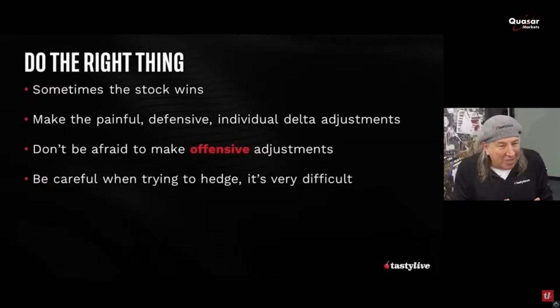Okay. You have to do the right thing. You have to make the painful, defensive, individual delta adjustments. I think I know better than anybody that when I'm short something and a stock's going up, making a defensive delta adjustment, which means rolling up puts, is painful. But I've done it enough times to know that is just the nature of this game. Do not be afraid, on the other hand, to make offensive adjustments. You have a good position on. The IV rank is super high. You do not want to take the position off. You want to make an offensive adjustment by, for example, rolling down the calls, or rolling out to the next month and keeping the position on.